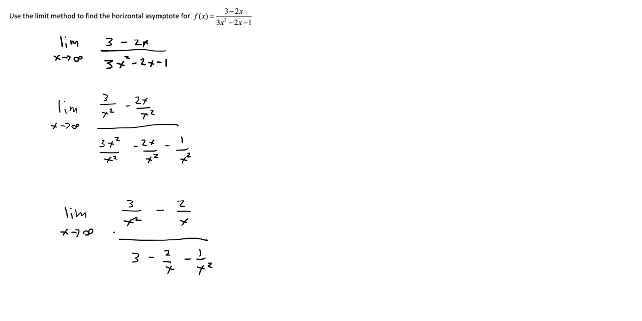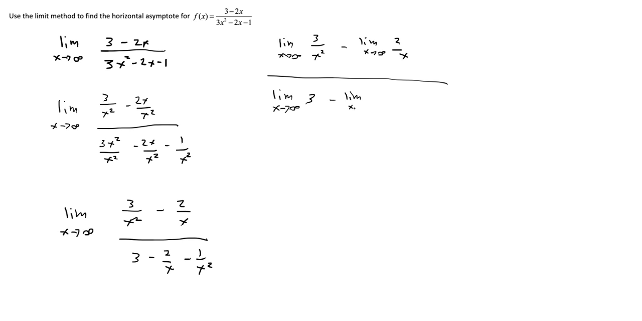The last thing we're going to do is use the limit laws, and take the limit of each term separately. So the limit as x approaches infinity of 3 over x squared. Hopefully we should be able to determine what that is. And then the limit as x approaches infinity of 2 over x. All of that divided by, and same thing on the denominator, we take the limit as x approaches infinity of each of these 3 terms: 3, then the limit of 2 over x, and the last term, the limit as x approaches infinity of 1 over x squared.